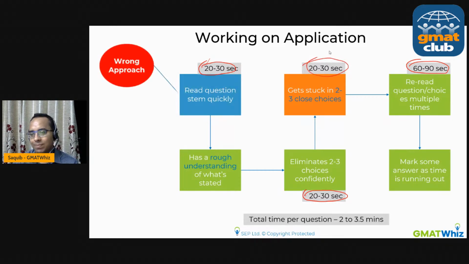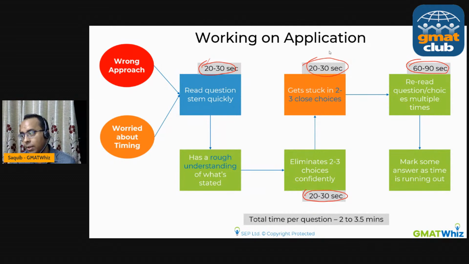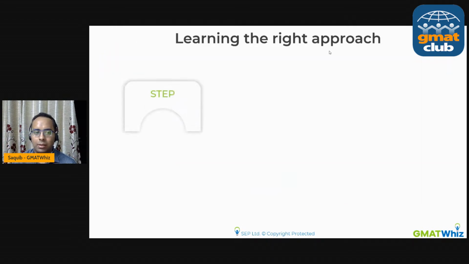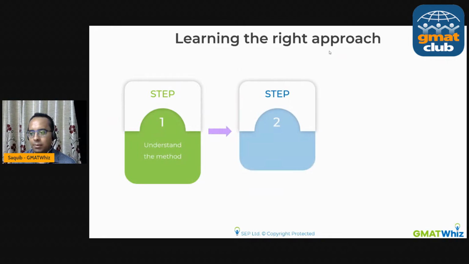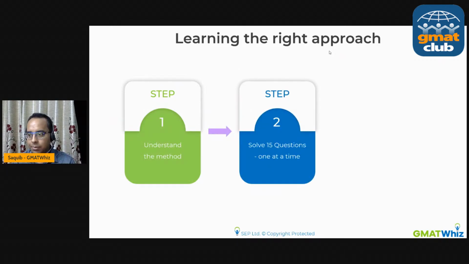This is the wrong approach. Don't follow this. You do this because you're worried about timing. And believe me, I've showed you a case. You look at the video also of the student of Manisha's interview. You realize he did not follow this. That's not the right way to do it. You just do it once. You understand the method. If you've understood the method, you apply that methodical approach. Whatever method you're learning, you apply that methodical approach and read the question stem properly.